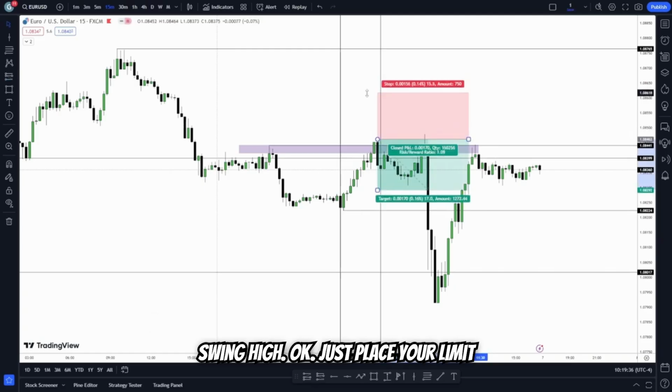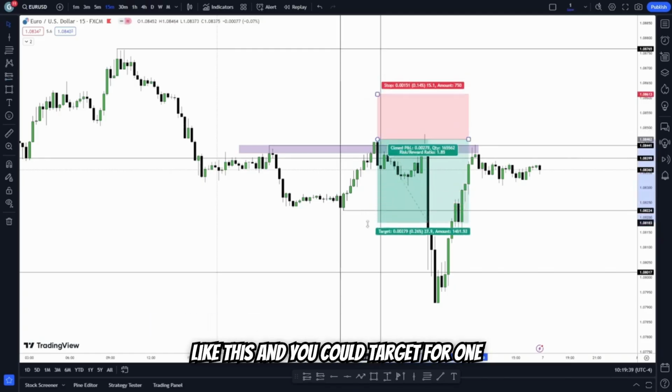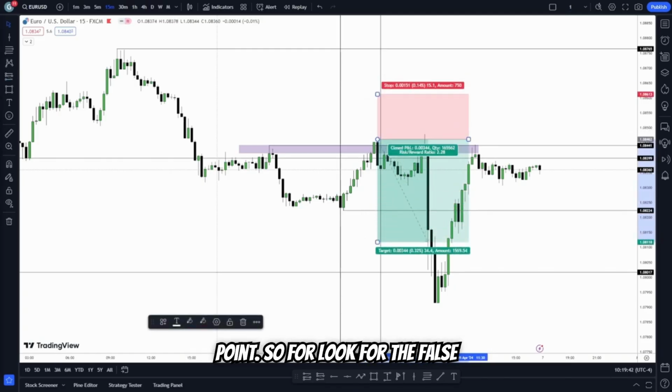Okay, just place your limit over there and put your stop loss like this, and you can target for 1:2. Okay, this will be your entry point. So look for the false breakout. So now, the signals of a potential false breakout. So now you should set up your stop loss and take profit.